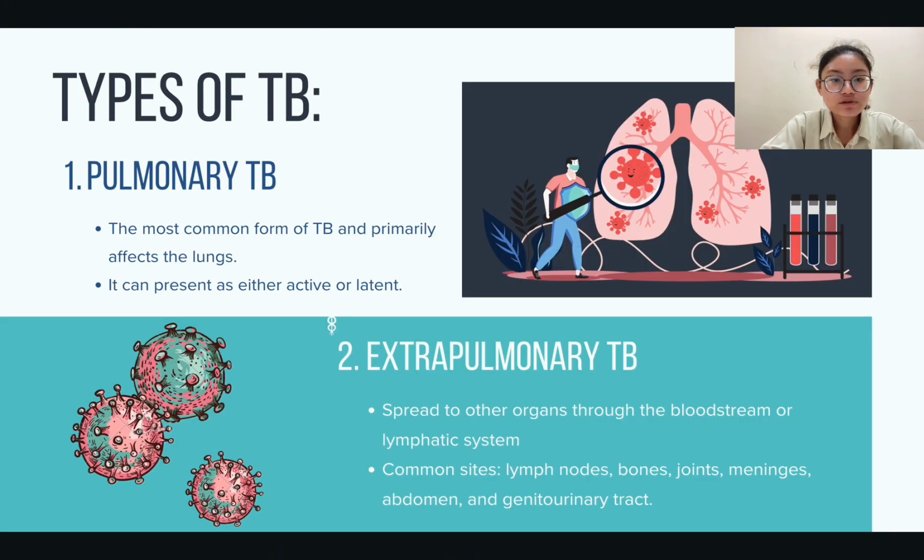There are 2 types of TB. The first one is pulmonary TB. Pulmonary TB is the most common form of TB and primarily affects the lungs. It can present as either active or latent. The second type of TB is extrapulmonary TB. The bacteria spread to other organs through the bloodstream or lymphatic system. The common sites are lymph nodes, bones, joints, meninges, and abdomen.